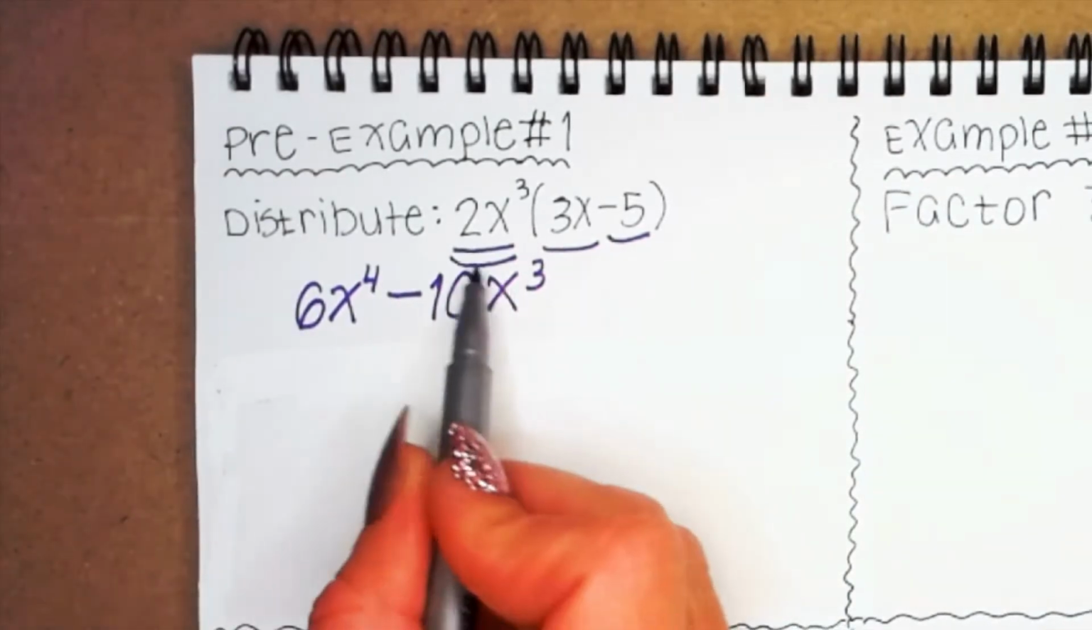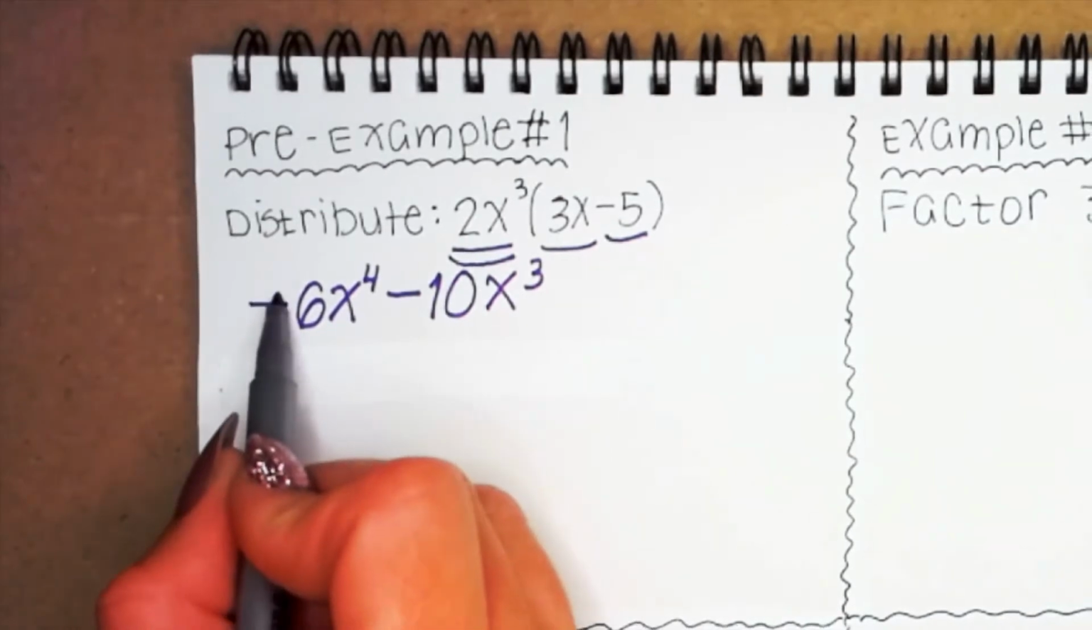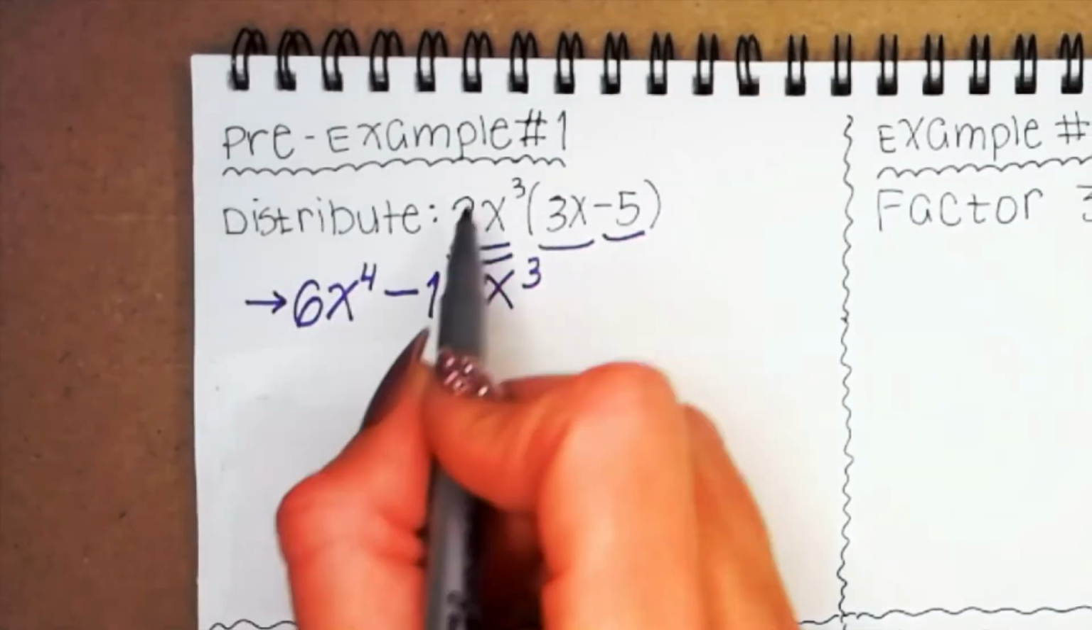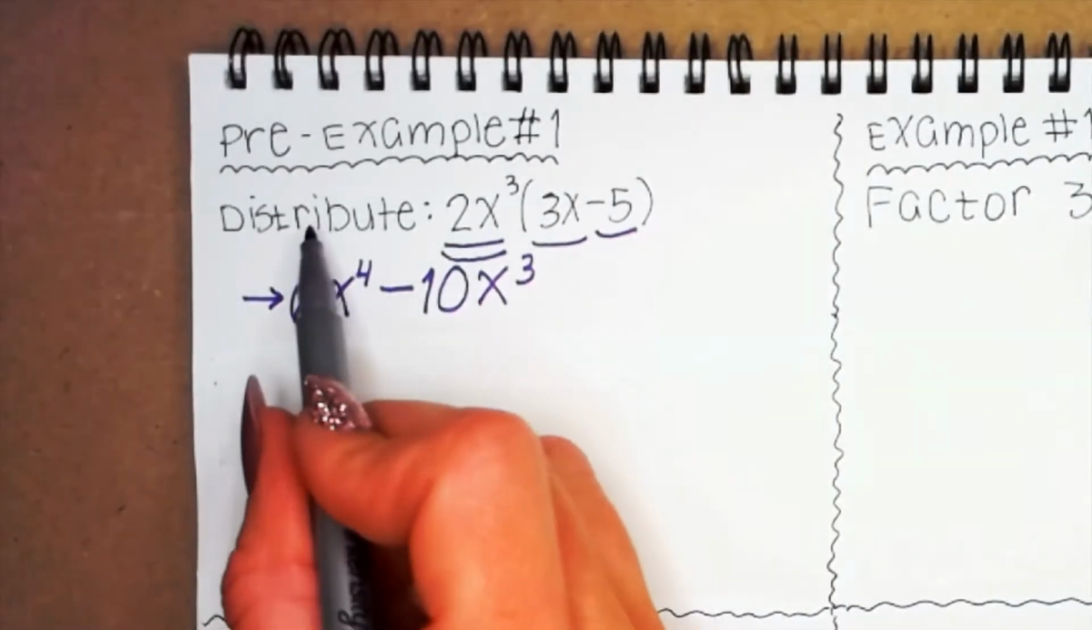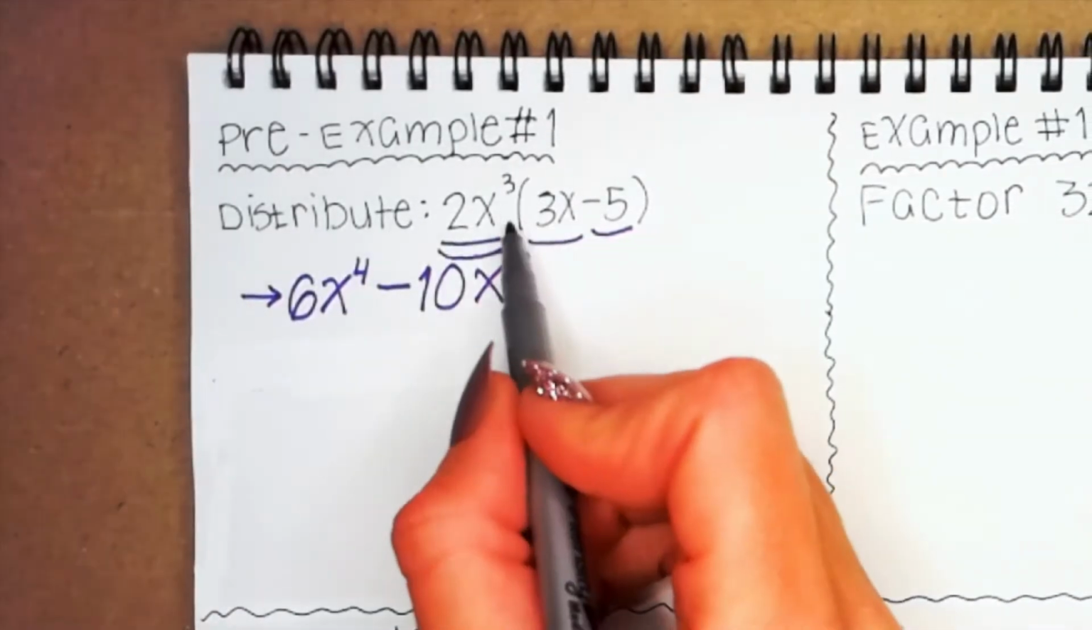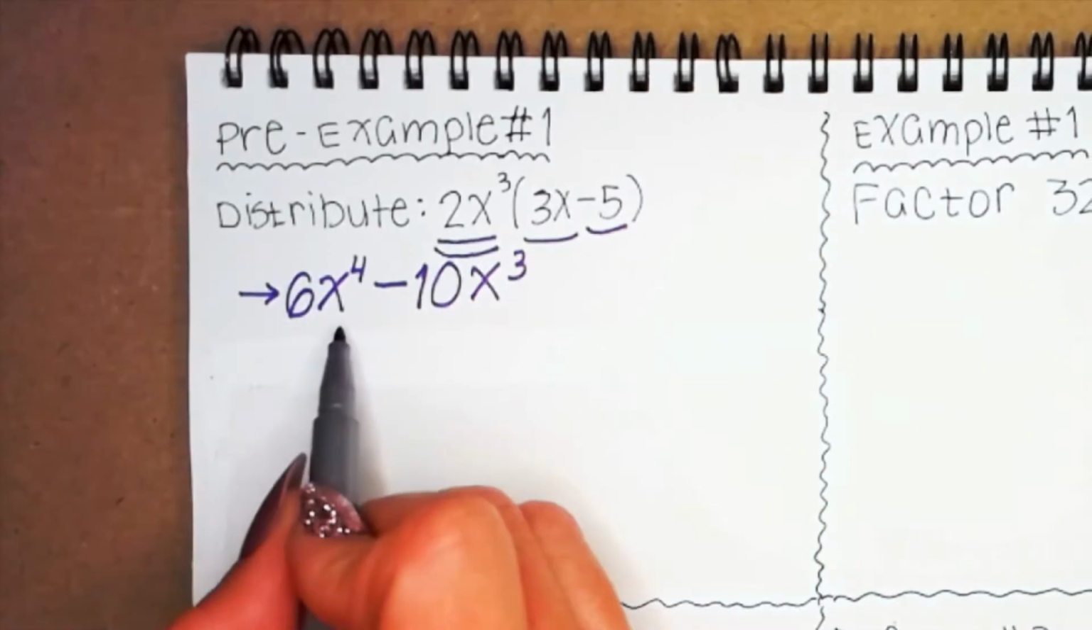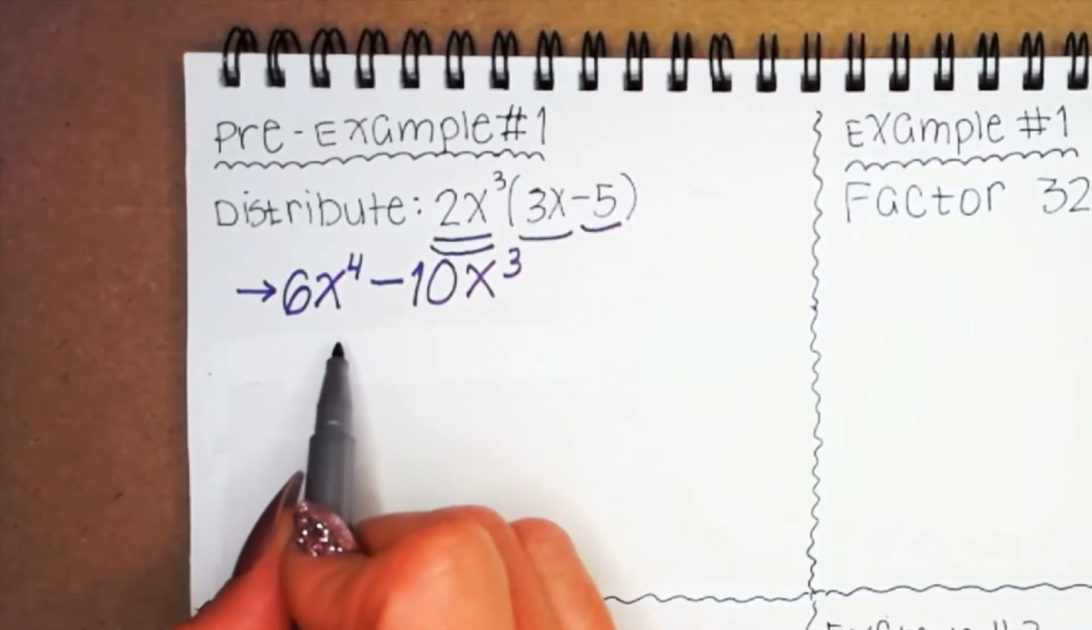Now, before we move on, let's talk about how we can take this answer and go backwards and get back to where we started. Since distribution required multiplication, factoring is going to require division.